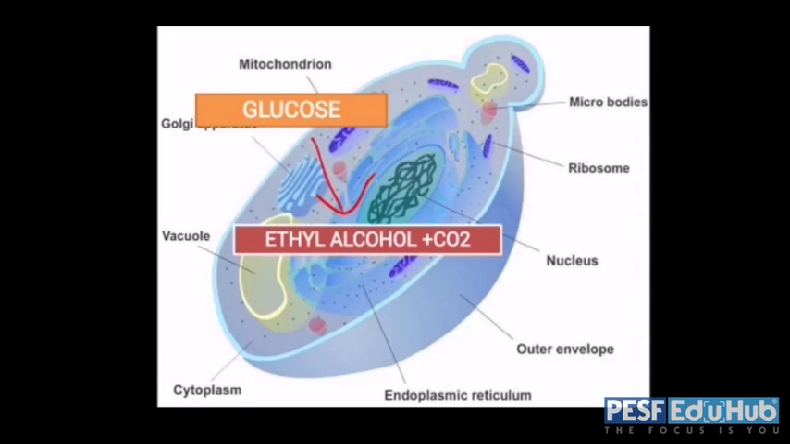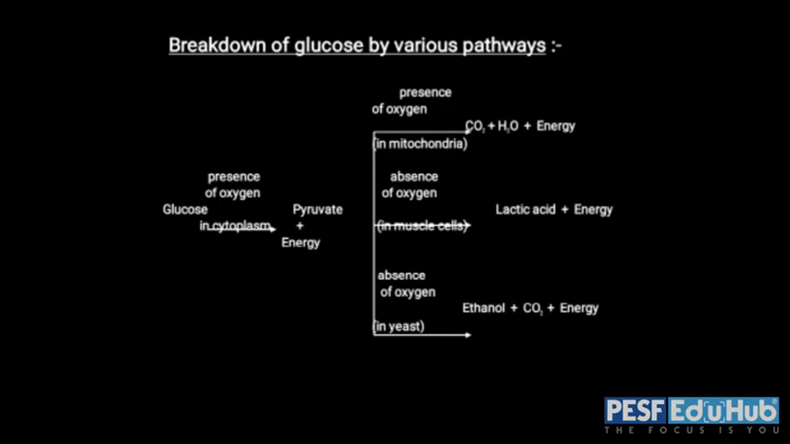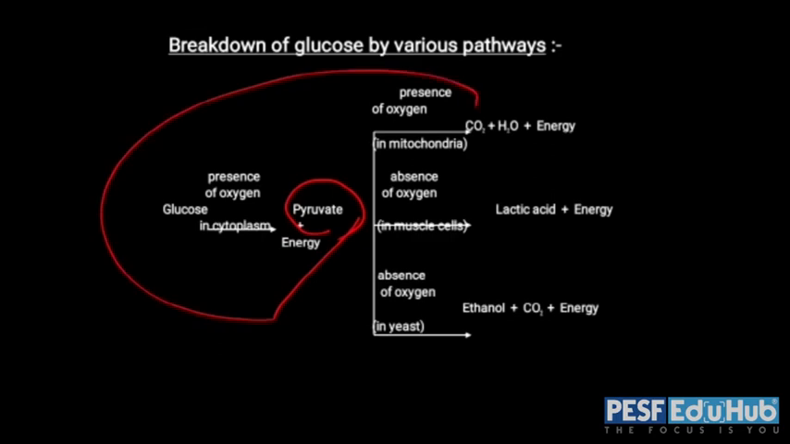Okay. This is a diagram showing the breakdown of glucose by various pathways. Glucose in the cell is converted into pyruvic acid in the cytoplasm, releasing energy. In the presence of oxygen, this pyruvic acid goes to the mitochondria and forms carbon dioxide and water aerobically, releasing energy. Suppose there is no oxygen, as in muscle cells: this pyruvic acid becomes lactic acid. Lactic acid causes muscle fatigue.